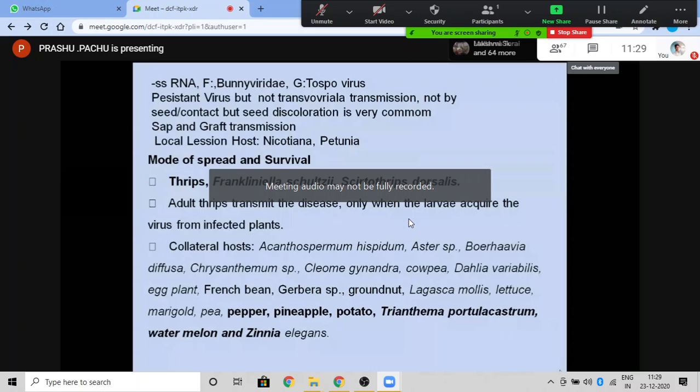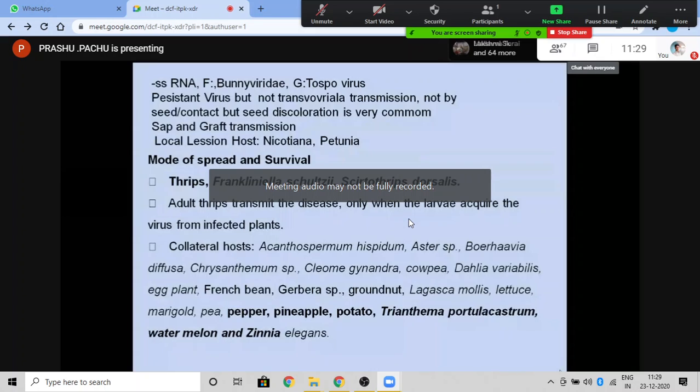To restrict the movement of the vector, you can grow green manure crops, and we can also use sorghum or coconut leaf extract. Sorghum and coconut leaf extract will definitely give a better result in managing this virus disease.